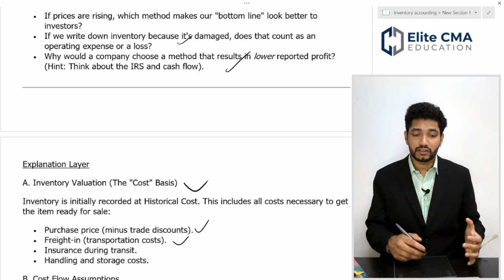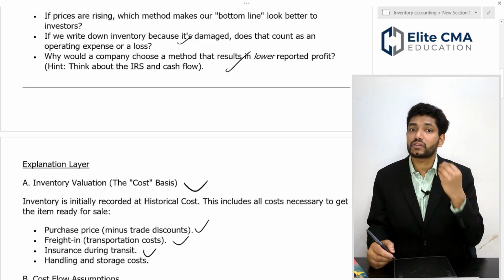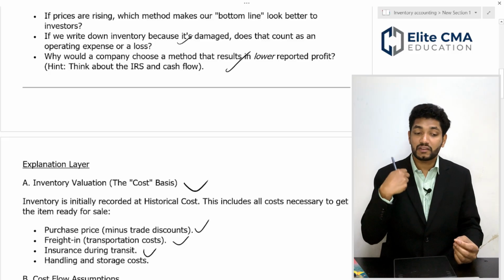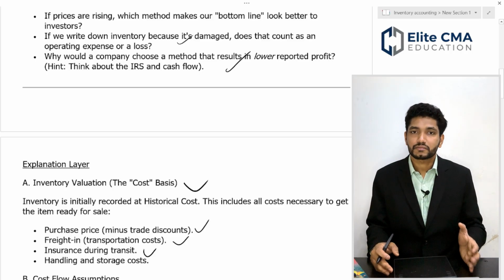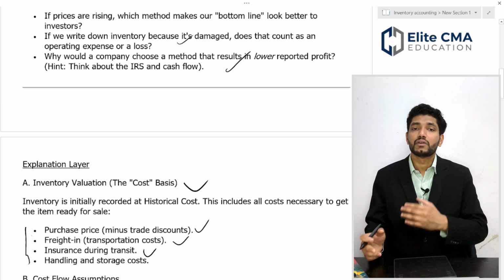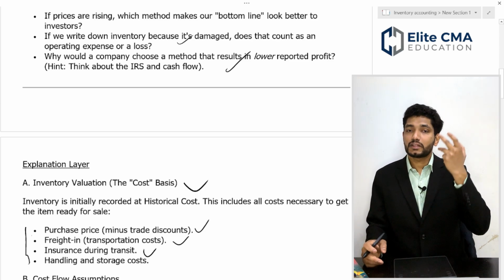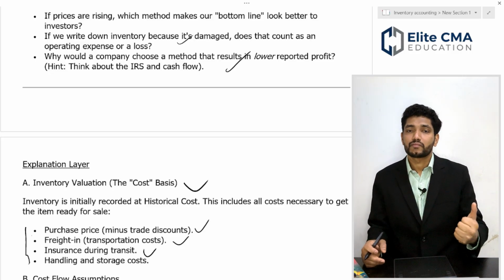That's your freight-in. Then the insurance during transit. If you incurred insurance or tax during the transit, that is also something you have to include. Then the handling and storage charges. These are the costs you have to consider while valuing the inventory. First is the purchase price, then the freight, then the insurance, and the handling and storage.